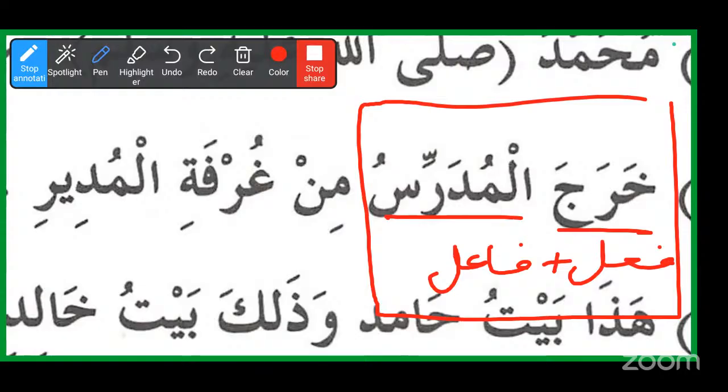No, that's not correct. The teacher came out, right? In English, the subject is always first. So we have subject, verb, object. In English we have subject, verb, object.